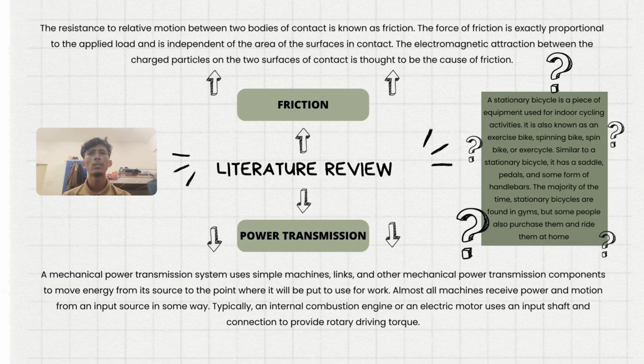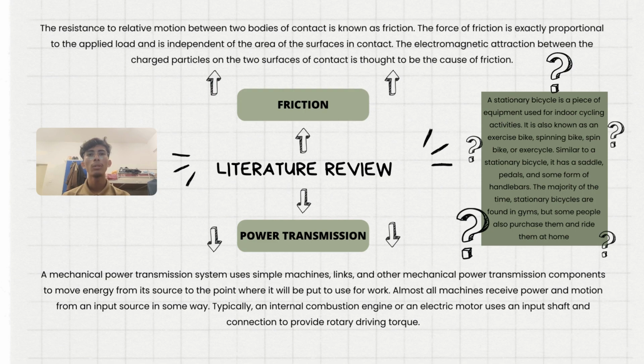and power transmission. The resistance to relative motion between two bodies in contact is known as friction. The force of friction is proportional to the applied load. It is independent of the area of the surfaces in contact. The electromagnetic interaction between the charged particles on the two surfaces of contact is thought to be the cause of friction. Second, the power transmission.